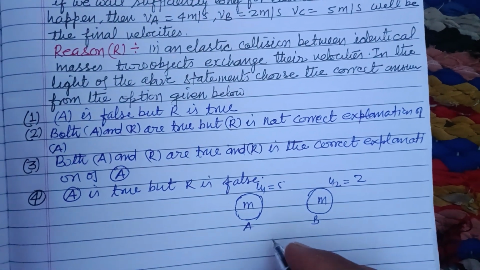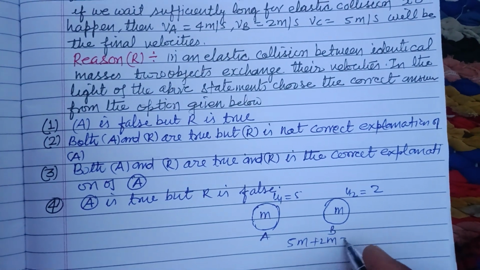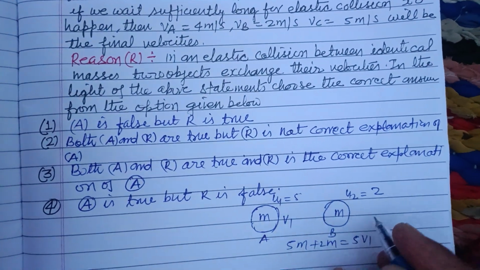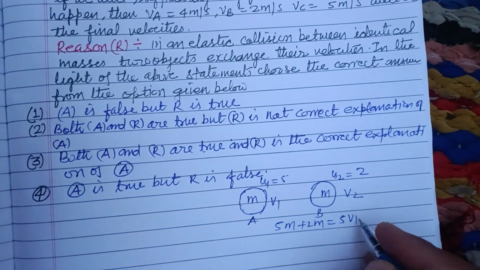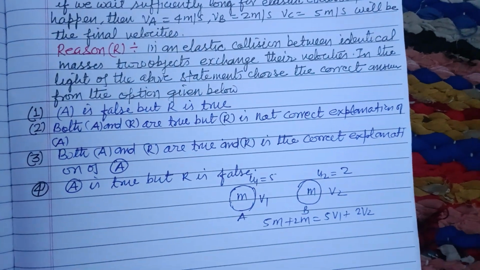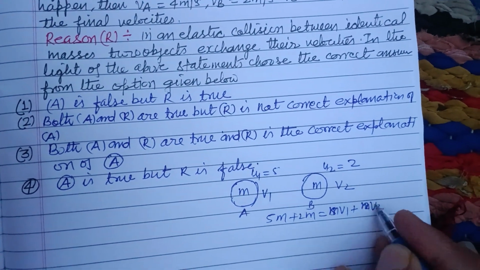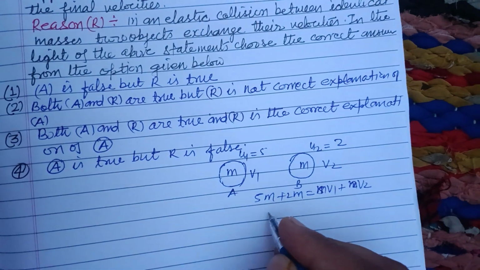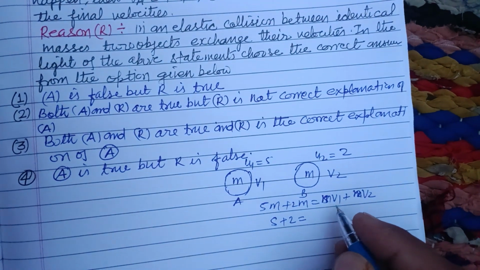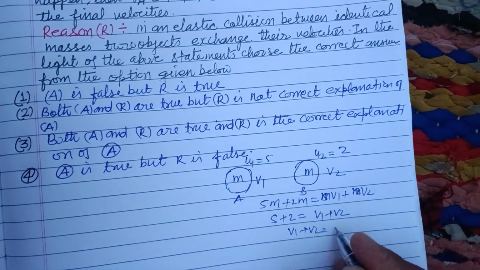Using the momentum conservation law, 5 into m plus 2 into m equals m v1 plus m v2, where v1 and v2 are the velocities after collision of these two particles, because mass is the same. Now m is cancelled, 5 plus 2 equals v1 plus v2. So v1 plus v2 equals 7.